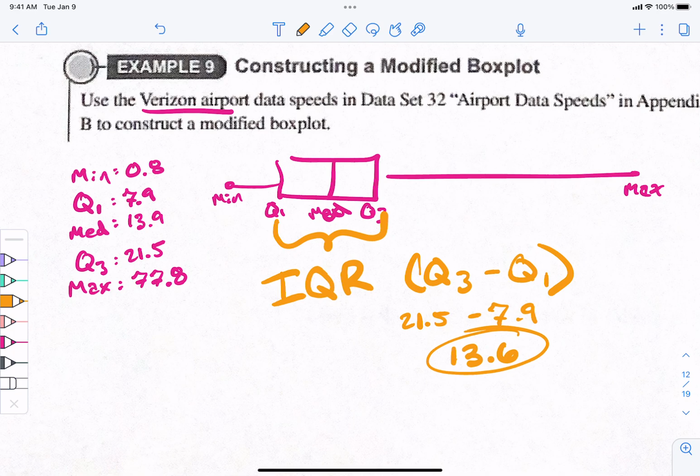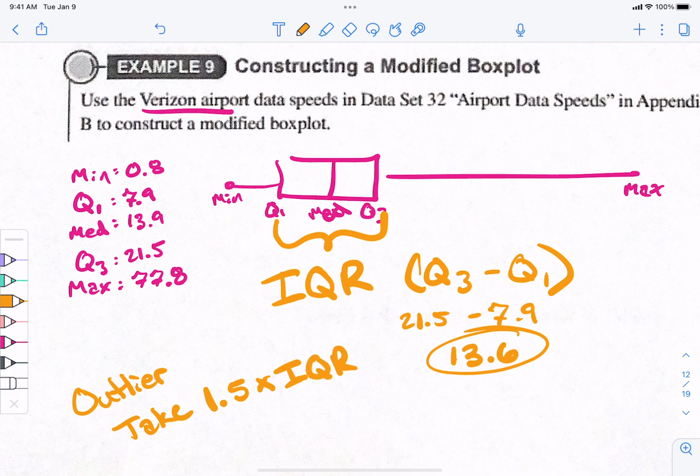Now, here is the rule for finding an outlier. We take 1.5 times the IQR. Okay, so if 13.6 is my IQR, I'm going to multiply that by 1.5. Somebody take a calculator and do that for me. 13.6 times 1.5. 20.4. Okay, now here's the rule.